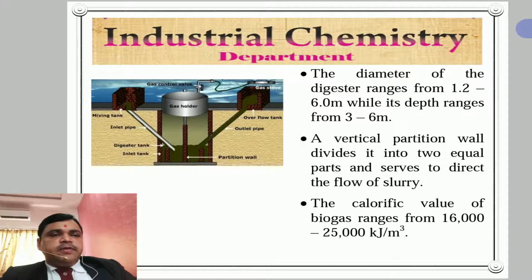The calorific value of biogas ranges from 16,000 to 25,000 kilojoules per meter cube.